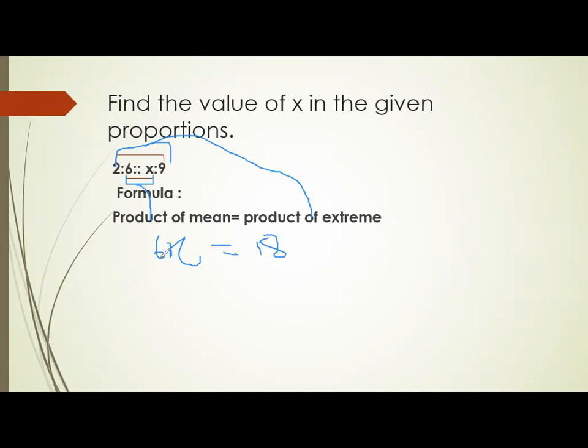Here 6 is multiplied with x, but we want to find the value of x. What happens when it moves to the right hand side? When we move 6 to the right hand side, it becomes division, and we get 18 over 6. So x is equal to 18 over 6. 6 ones are 6, 6 threes are 18. So we get the value of x is equal to 3.